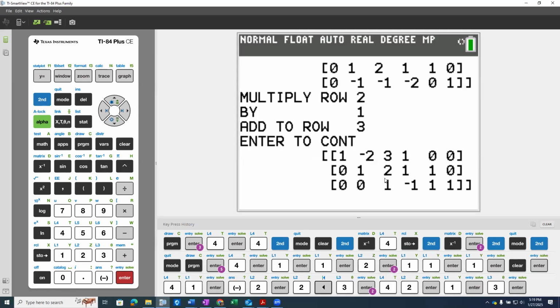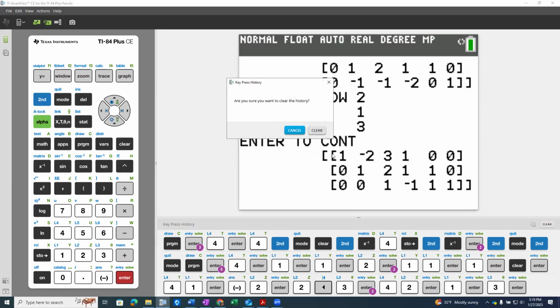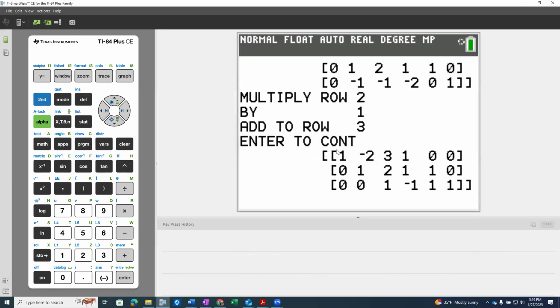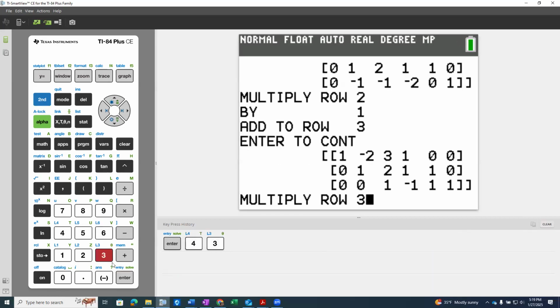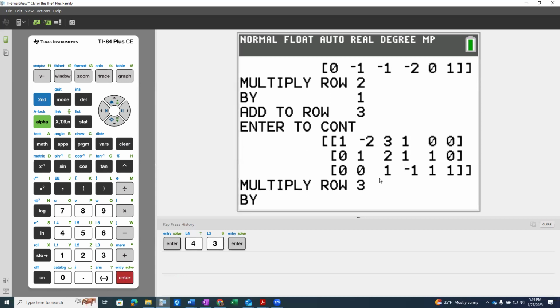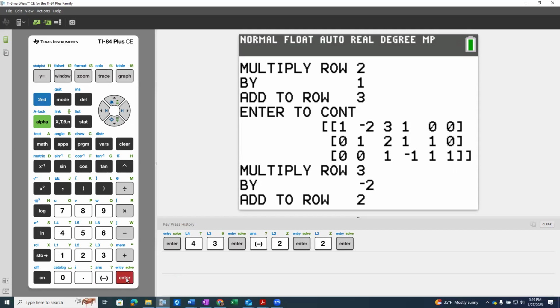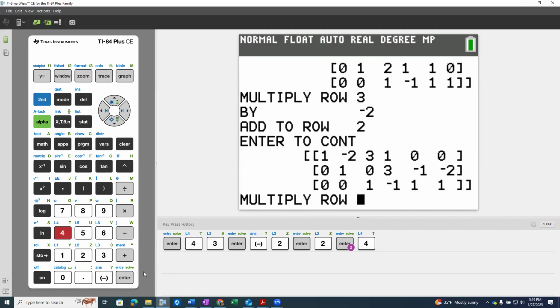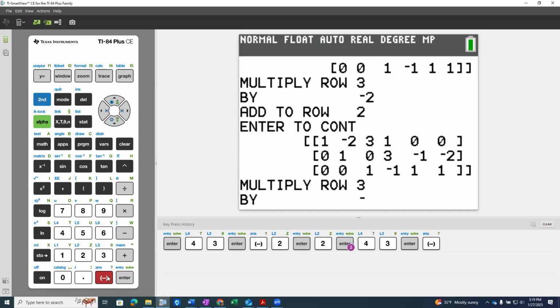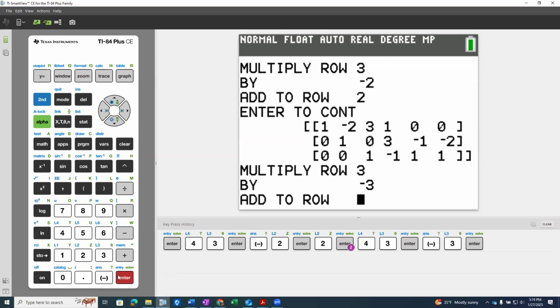And now you've got to do the same thing working up. This time I'm going to start with the 1 in the bottom right-hand corner, and get zeros up above. So multiply row add, multiply row 3 by -2 and add it to row 2. And then you've got to multiply row 3 by -3 and add it to row 1. So let's do that. Multiply row 3 by -3, my bad, and add it to row 1.